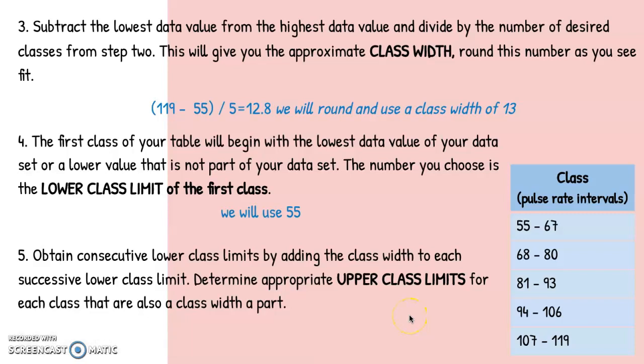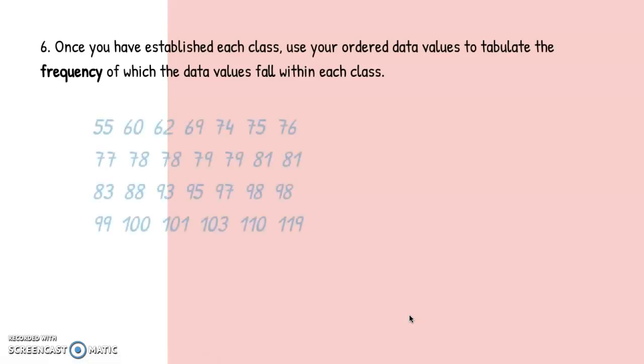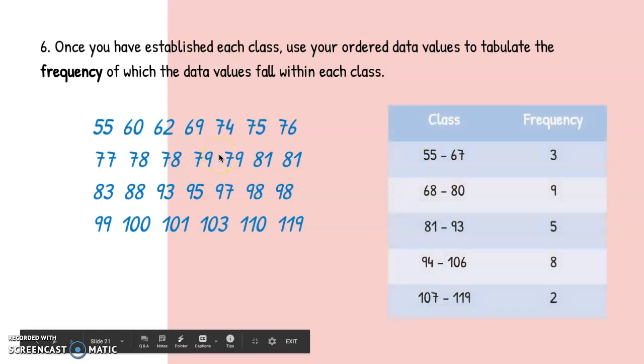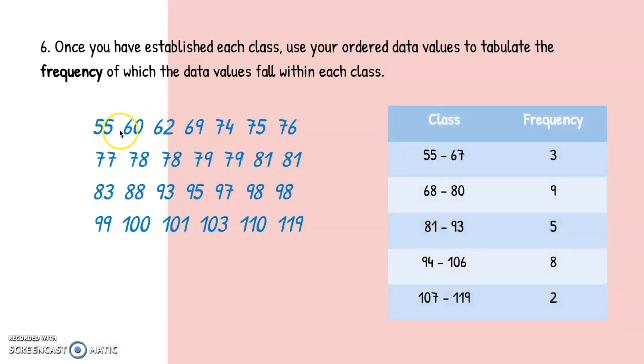Now it's time for us to go ahead and find the frequencies. Once we have that information all listed in numerical order, it's easier for us to count how many of these pulse rates fall within each of the classes we created. When we look at the class from 55 to 67, we can see that there are 1, 2, 3 data values that fall within that class. When we look at 68 to 80, we can count 9 data values that fall within that class, and so on.